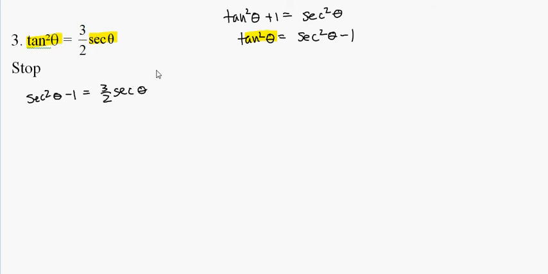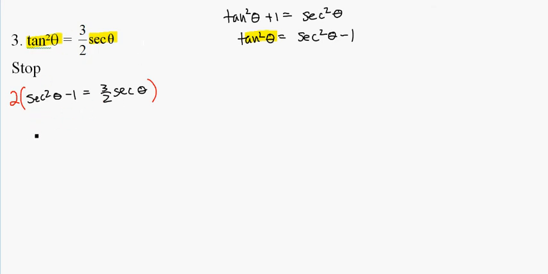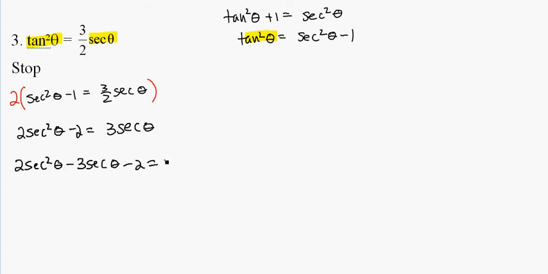I'm now going to multiply both sides by 2. I can multiply or divide by a number or a constant. You never just want to divide by x, or in this case a trig function. So I'm going to multiply everything by 2 because I'm not really dealing with that 2 in the denominator there. So I get 2 secant squared theta minus 2 equals 3 secant theta. I bring the 3 over, so I get 2 secant squared theta minus 3 secant theta minus 2 equals 0.